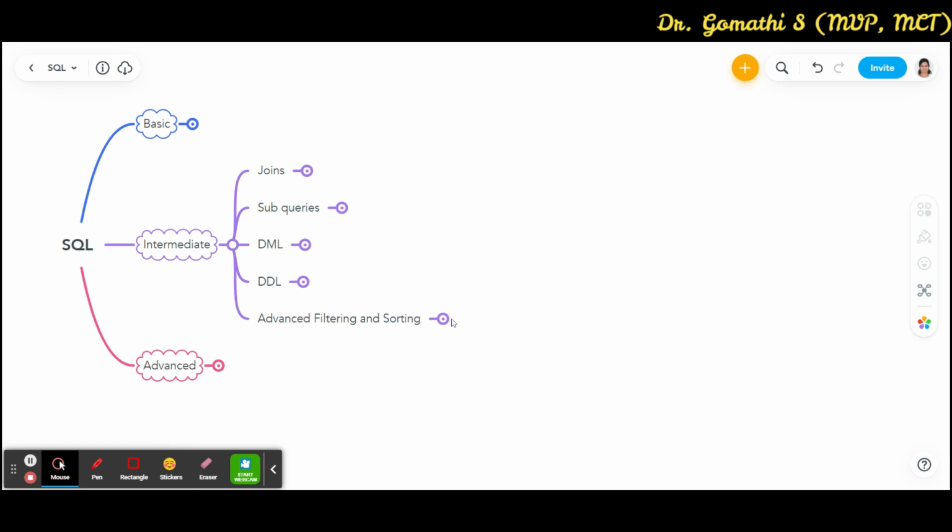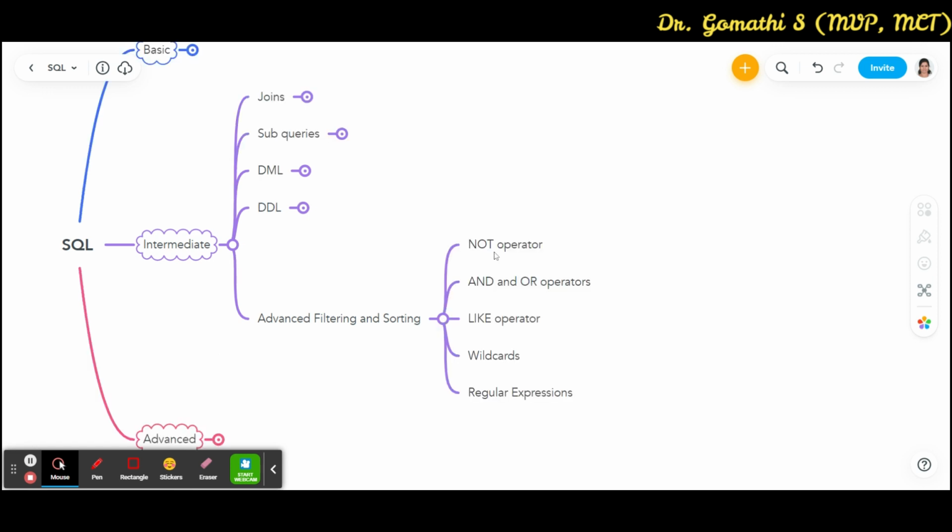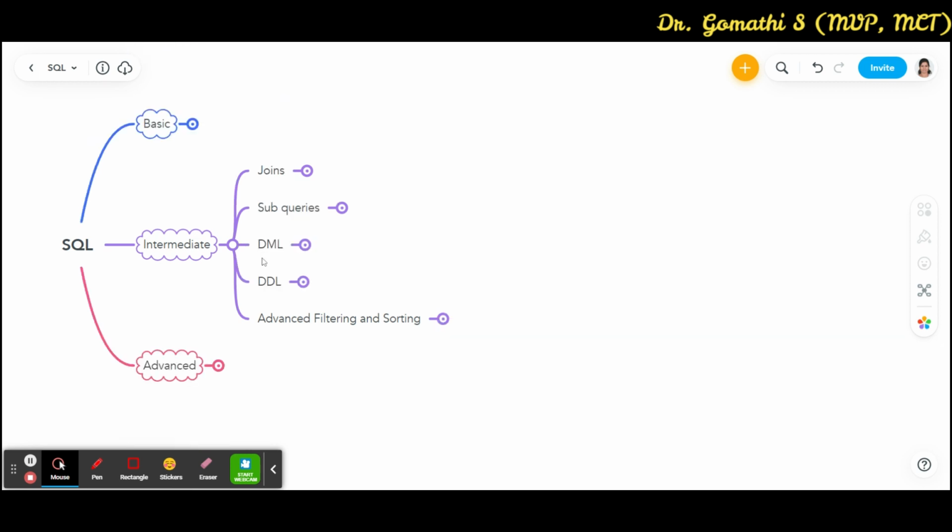And if you talk about advanced filtering and sorting options, you'll be using the NOT operator, AND, OR, how to use the LIKE operator, advanced filtering, using wildcards, and using regular expressions.